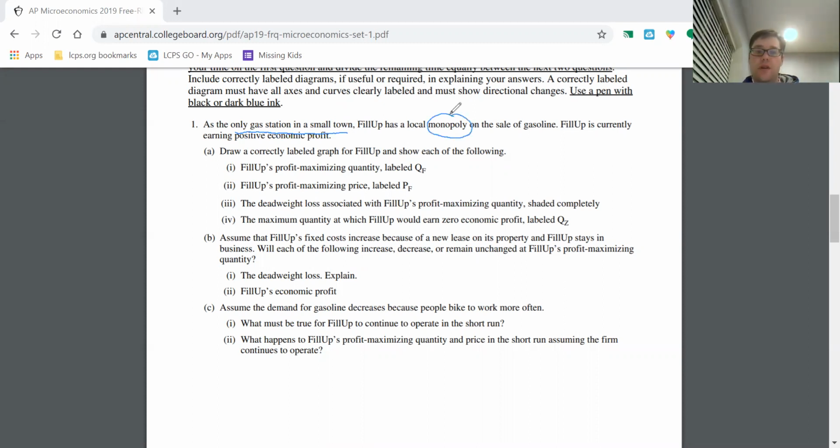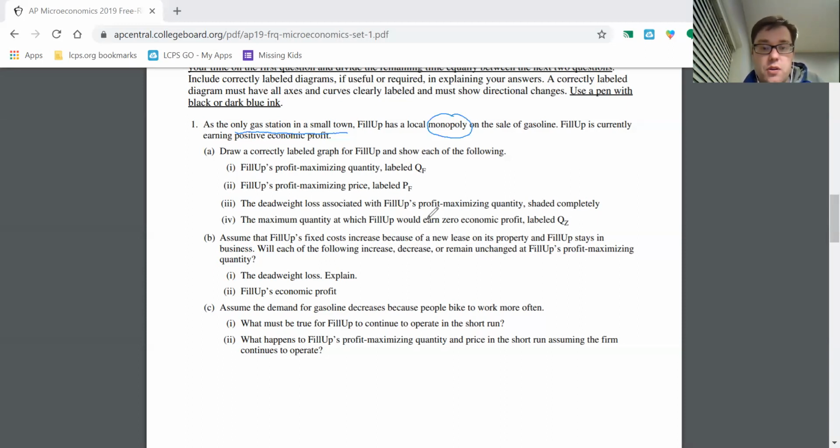As we get into part A, they're going to ask you to draw a correctly labeled graph. And if you just read the question carefully, you should realize, oh, I need to draw a monopoly graph. That was one of our types of market structures here. So let's carefully read through this. Again, as with all graphs, you need to draw them very carefully and correctly, and make sure you label everything. So again, they kind of give you a checklist here of things you've got to include and how they want them labeled, so make sure you're consistent with what they want there.